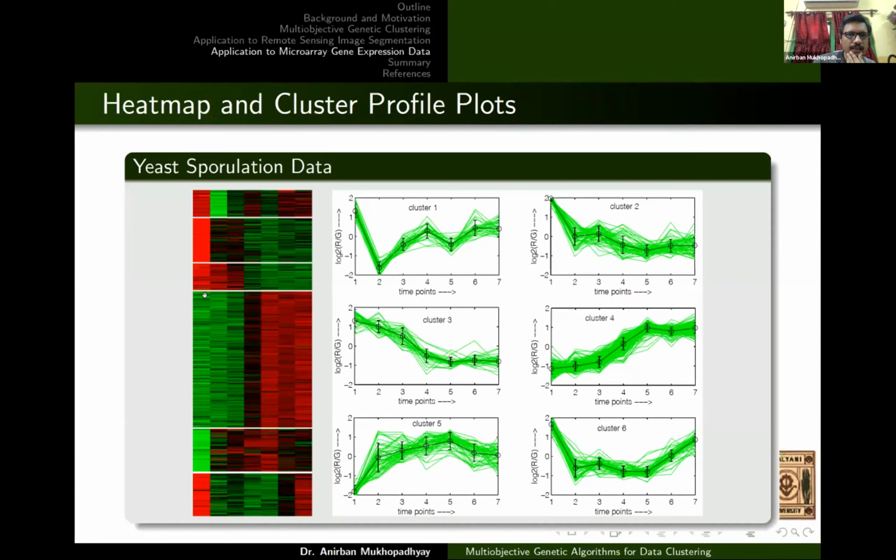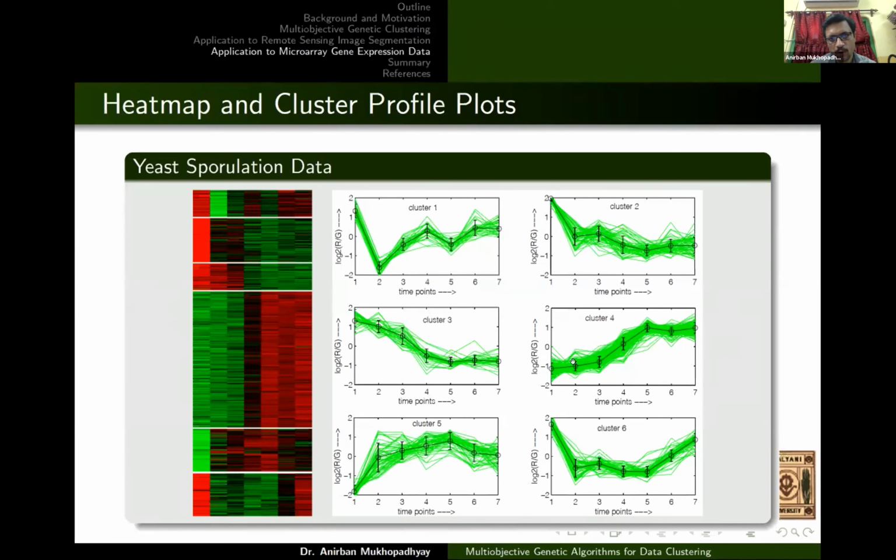If we look into one particular cluster, say this cluster, you see that all the genes, where each row represents a gene, have a very similar expression pattern. Initially, they have very low expression. Over time, they are increasing. And at the end, they have very high expression. So this is cluster number 4.